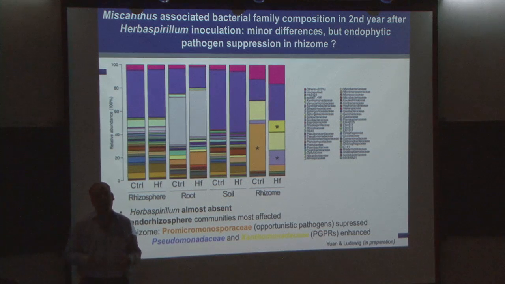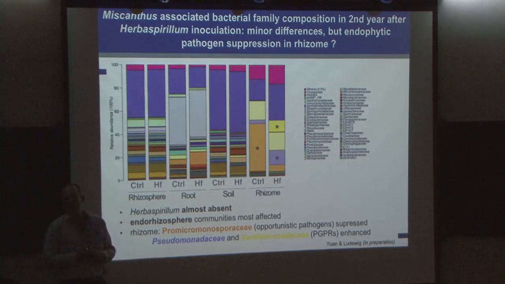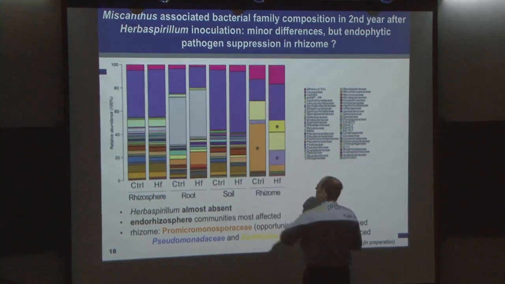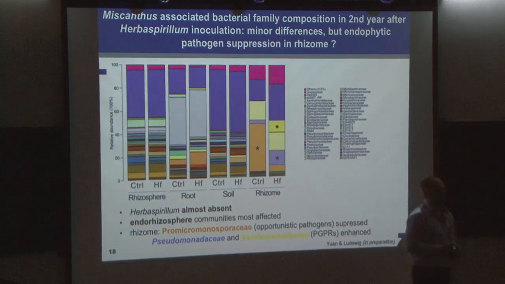Well, this may be expected because if the Herbacterium is vanished, then all the other microbes stay the same, and they should be the same. But in the root and rhizome, maybe we have some difference. And indeed, in the rhizome, we found some difference. Again, in the rhizome, which is probably the compartment where microbes cannot go so easily in.